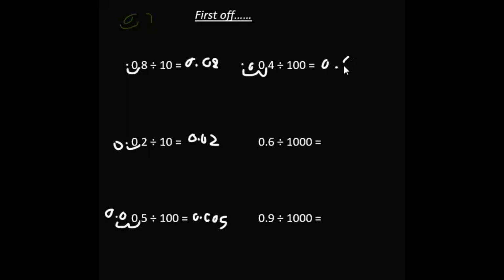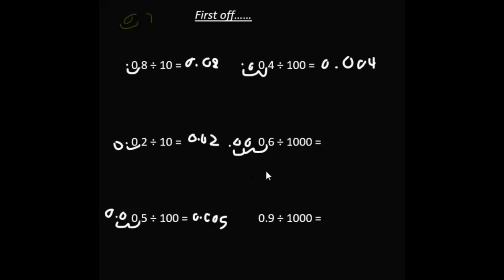0 and 4 thousandths. Next we have 0.6 divided by 1,000. So for the 100 we moved twice. For the 10 we moved once. Now we have 1,000. 1,000 is 10 to the power of 3. So then the decimal point moves 3 times. 1, 2, 3. Okay, so let's put 2 more zeros there.